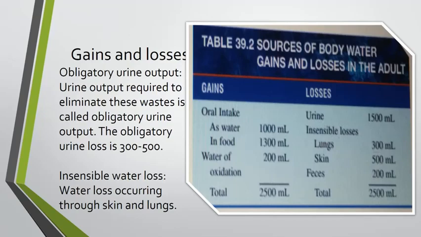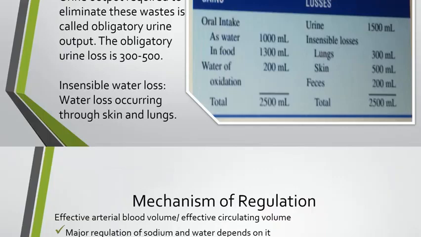What is obligatory urine output? The urine output required to eliminate these wastes is called obligatory urine output. It is usually between 300 to 500.